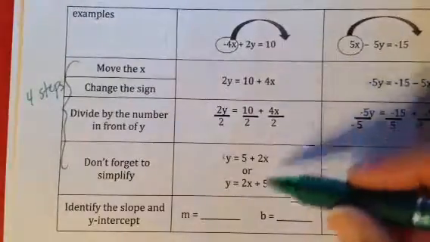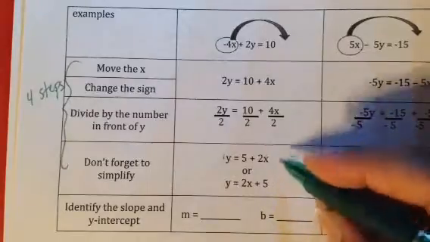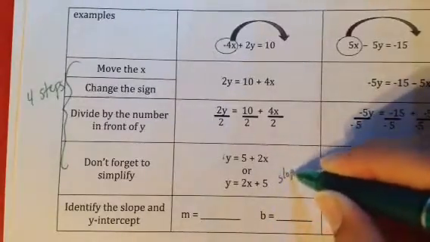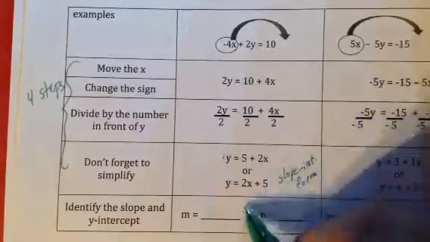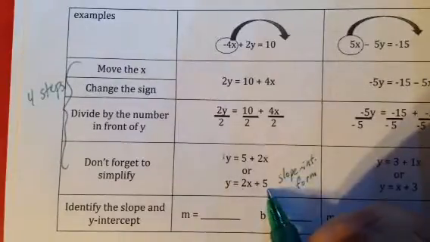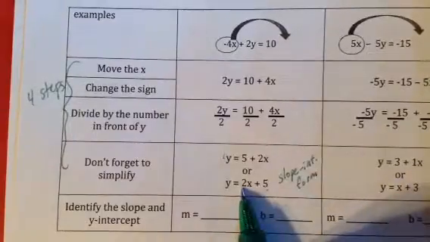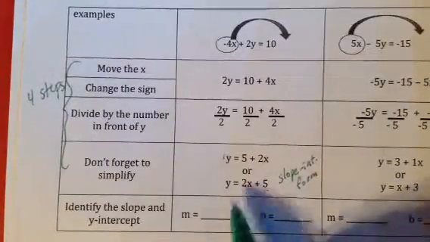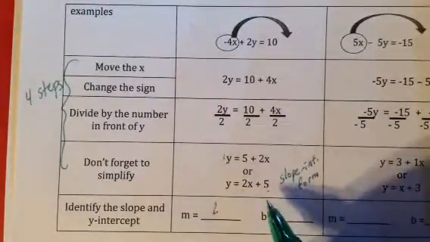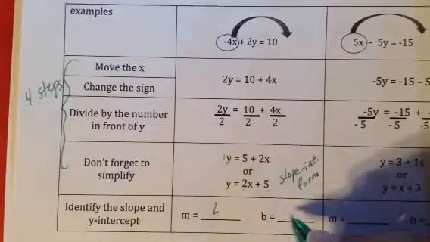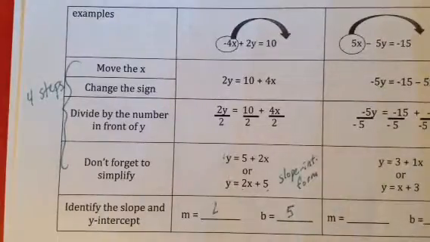Now in math, we like to write it with the x first. This would be the slope-intercept form, because the slope comes first and then the y-intercept comes next. So from Monday's lesson, y'all should remember that the slope is the number in front of the x, which is 2, and the b is the number that's all by itself because it wants to be alone. So the answer for the slope is 2 and for the y-intercept is 5.